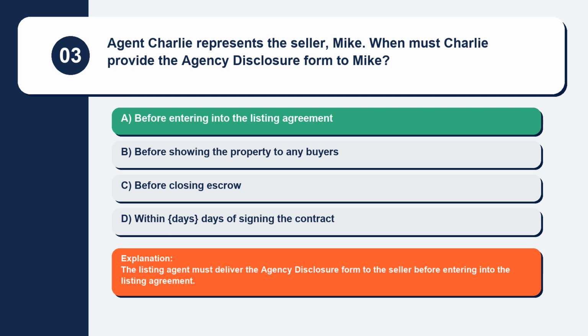Explanation. The listing agent must deliver the agency disclosure form to the seller before entering into the listing agreement.